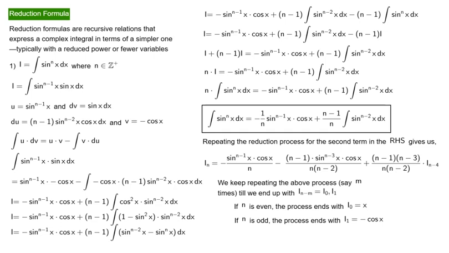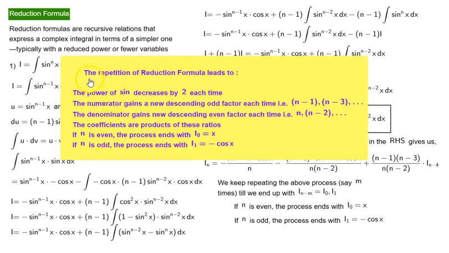Now to summarize this, the repetition of reduction formula leads to the power of sine decreasing by 2 each time. The numerator gains a new descending odd factor each time.